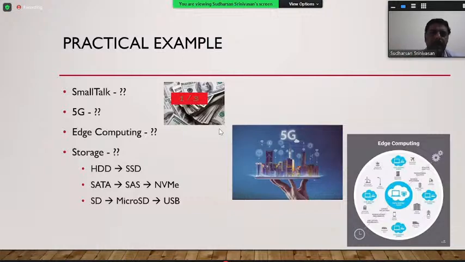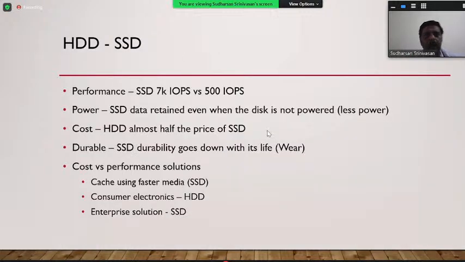Sure, thanks. Okay, so let me talk about HDD versus SSD. As I talk about it, I will share some practical examples I have seen in my experience, which I believe are some of the innovations or R&D that are coming in.